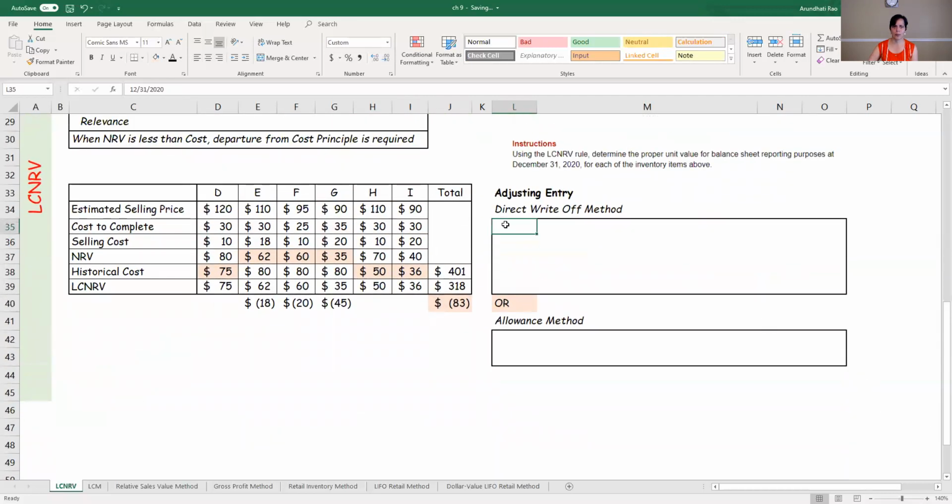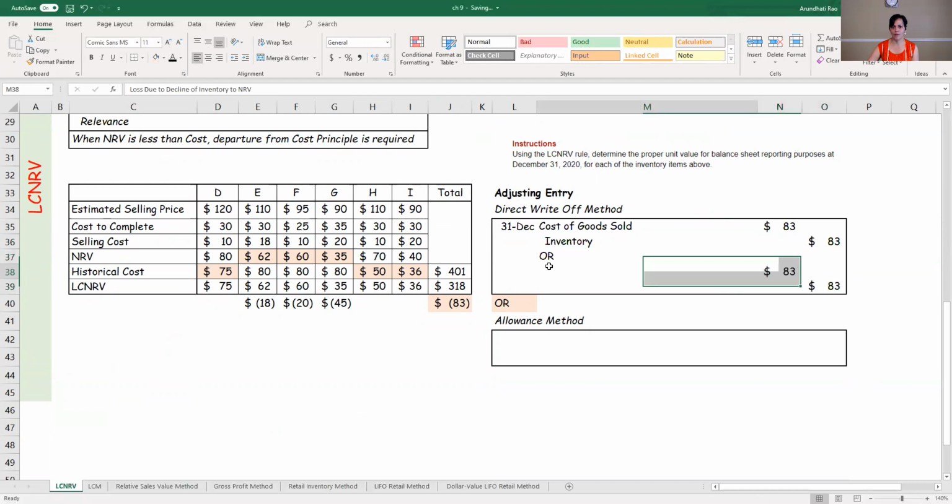So this is at December 31st, 2020. My journal entry would be cost of goods sold debit, inventory credit, and that's for the $83 difference. So I'm lowering the value of my inventory. Inventory is an asset with a normal balance of debit. I'm decreasing it by crediting it, and I'm charging it to cost of goods sold. Or another way in which I could do the same journal entry, the amounts are not going to be different. This is again still the direct write-off method.